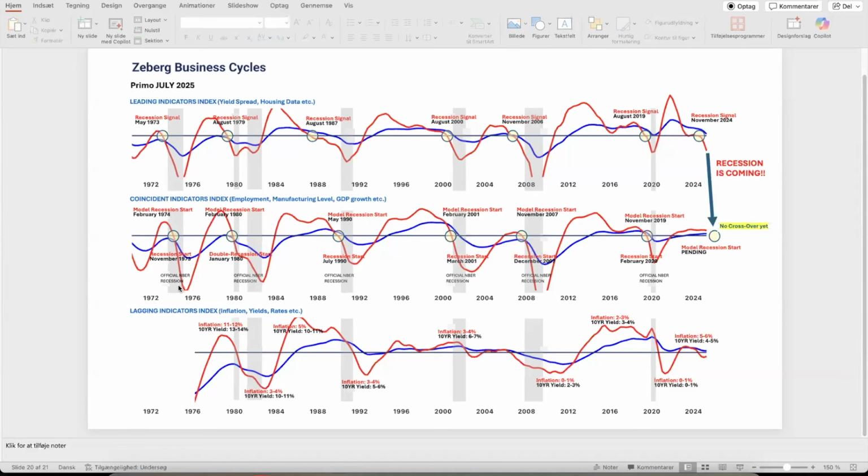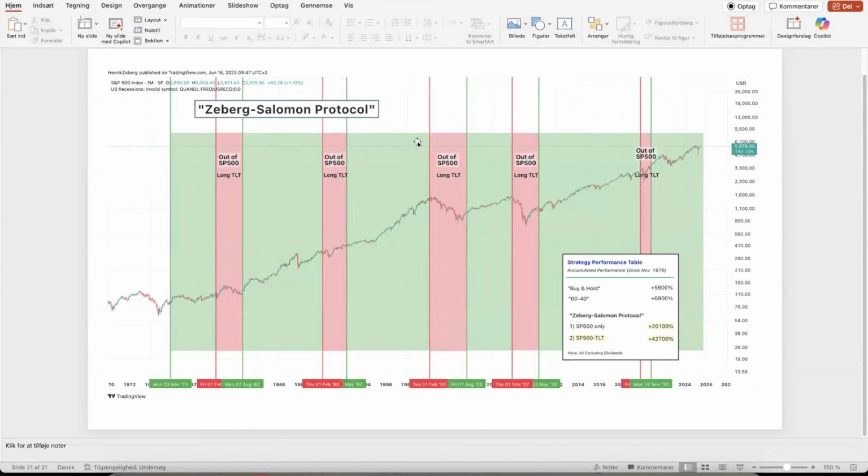So yeah, it's always a relative game, right? And that's why if you look at the setup here, let me see if I can just find it here, what I call the Zeberg Solomon protocol, really from the great guy who's been helping me programming all of this. And what you look at is always a relative game. So if you look at it from I need to get out of the market entirely and stay in cash, well, that's one thing. But if you look at it in a way that says, well, when is it time for you to actually go into defensive assets, let's say long TLT or long bonds, I could say, because if you go back in time, the ETF wasn't established then.